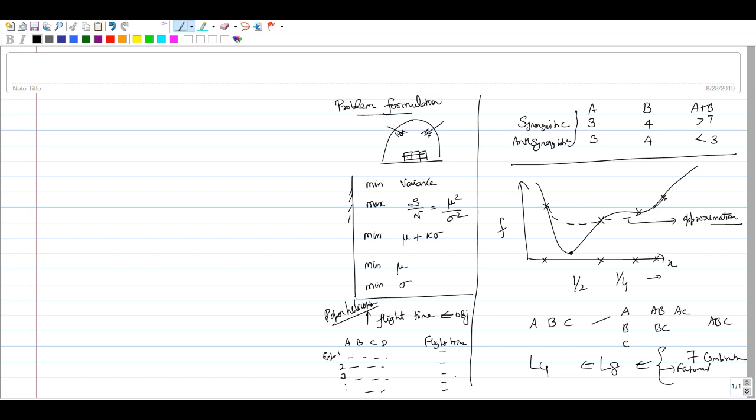But the deal is, for the same experiment, when you drop the paper helicopter the second time, you might get a different output. So what does that mean? That means that there is variability in the output. The output here is the flight time, even for the same experiment condition. So that is essentially the variability that you want to reduce.